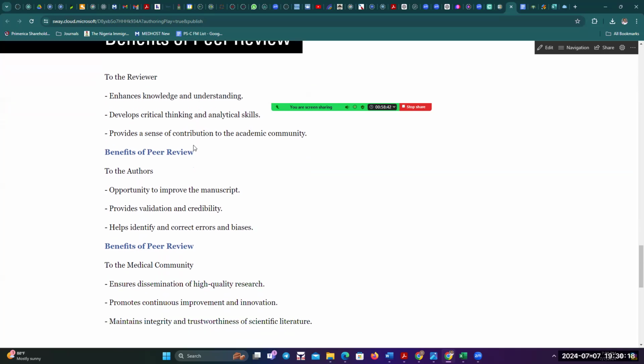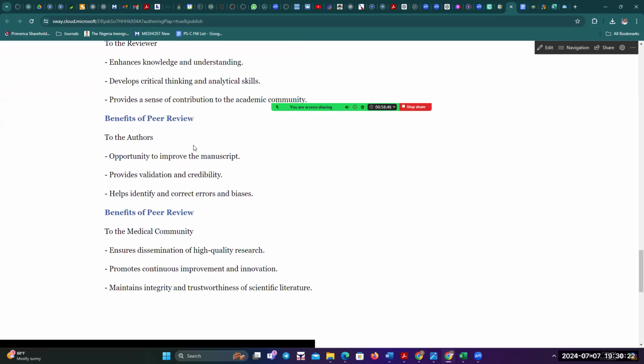And then to authors, it helps them to strengthen their papers, and provides validation and credibility. So if you peer review my paper and I get your peer review response back and it says that my writing, you did well, I feel encouraged to do more. I feel motivated to keep going in this race, in this very hectic but very pleasurable experience of clinical research.